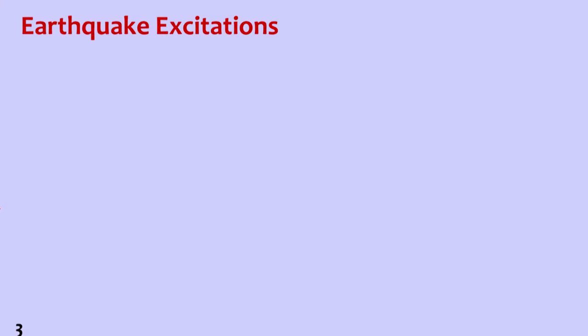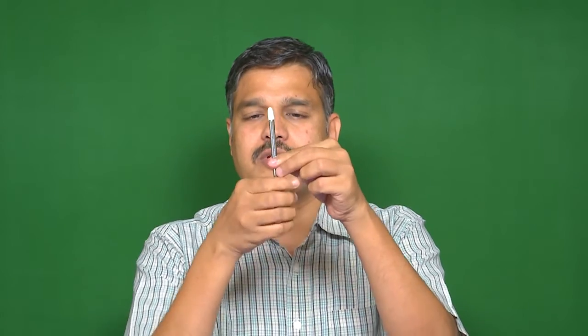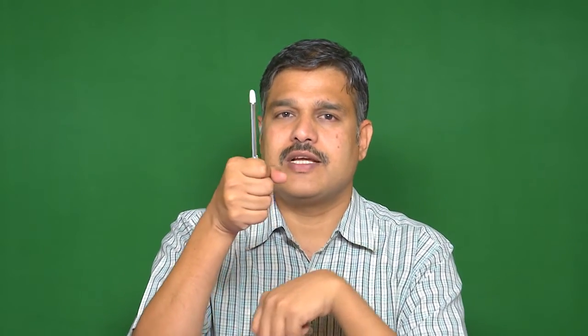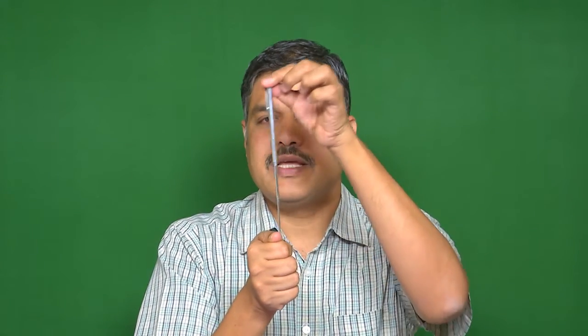So earthquake excitation is, say, assume that this is a structure. Earthquake excitation means a force is acting; that is the excitation, the ground is exciting. So the ground is vibrating like this. When the ground is vibrating, you can see that because of this ground motion, the ground is moving and the structure is vibrating here.